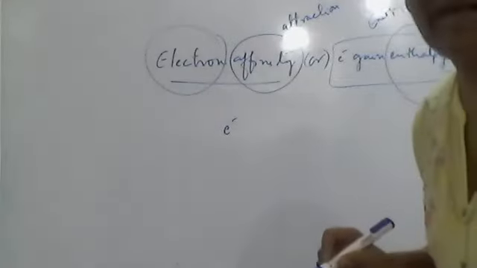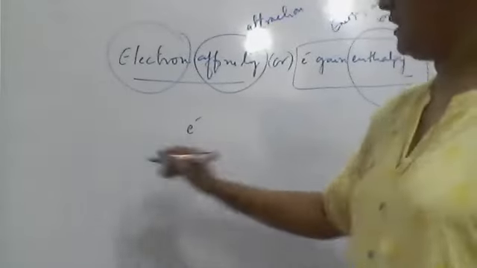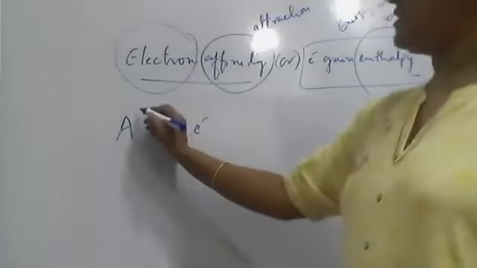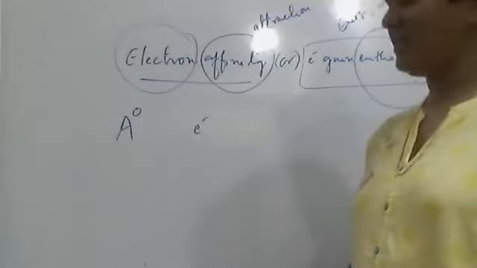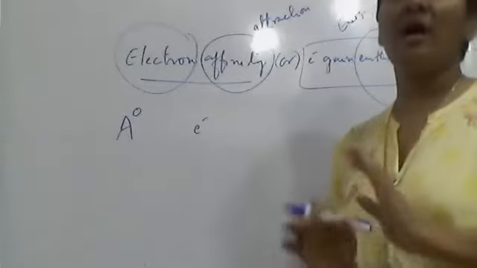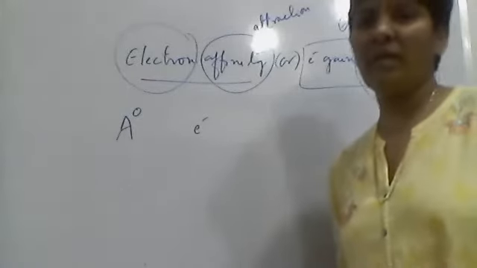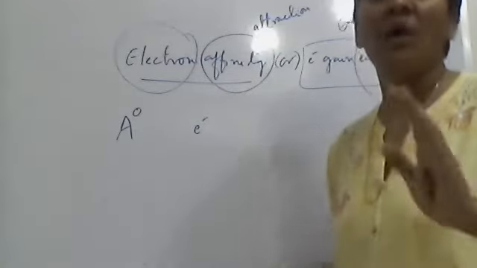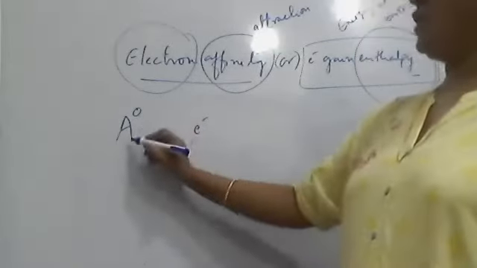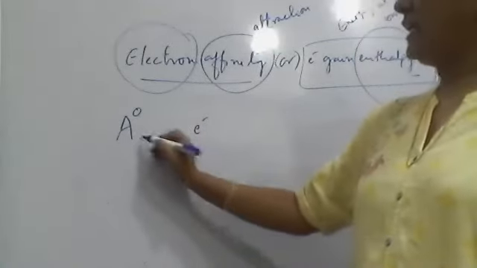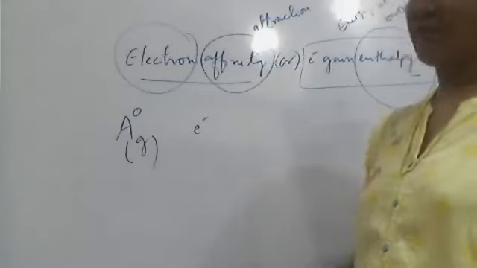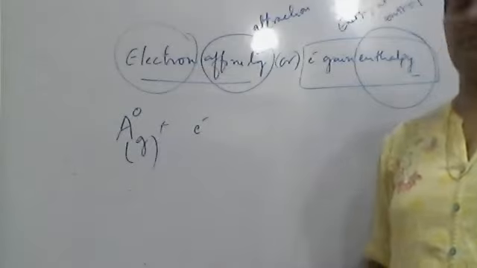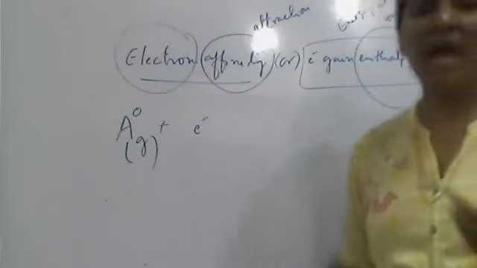When an element, say here an element is A. An element is A if it is in neutral state, and if it is in single, means isolated. It is not in bonding with any element. It is non-bonded. So it is what? A neutral isolated gaseous atom. So when this neutral isolated gaseous atom gains the electron, what happens?